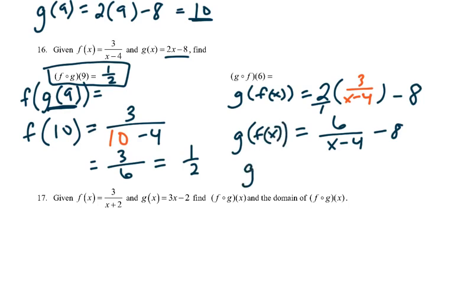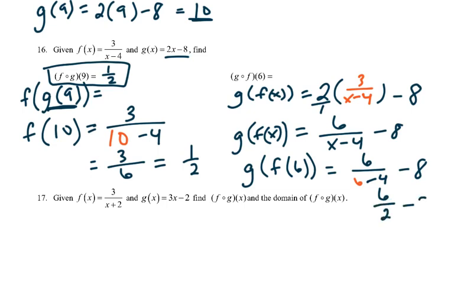So now to do g of f of 6, I just substitute in 6 into this function. So I get 6 over 6 minus 4 minus 8. So that's going to be 6 over 2 minus 8. And then we get, so 6 divided by 2 is 3. 3 minus 8, I get negative 5.